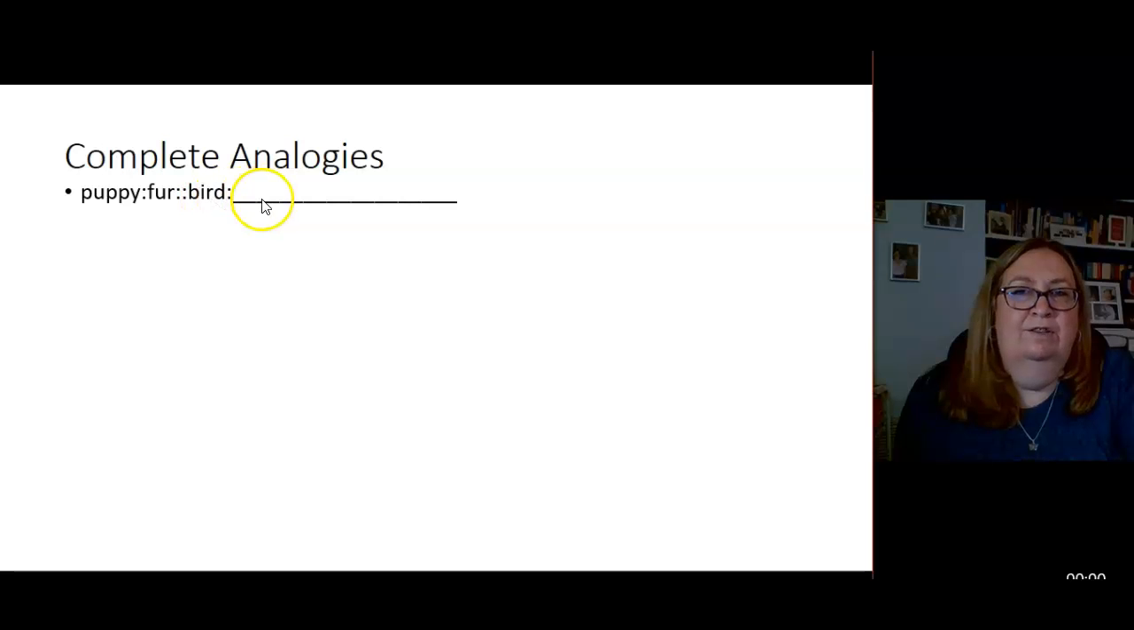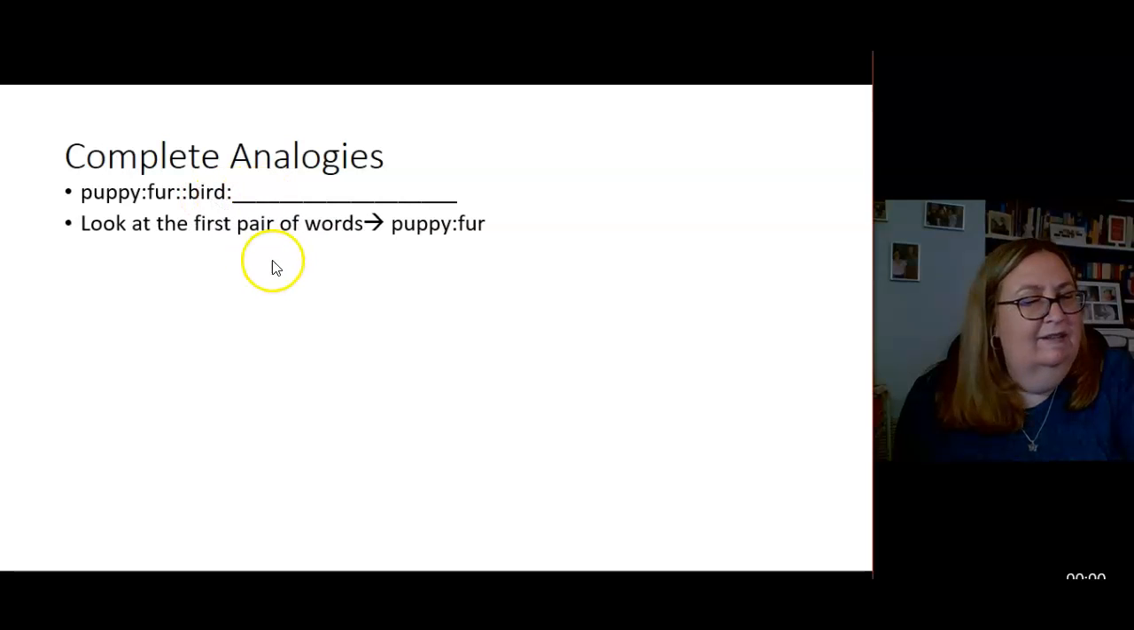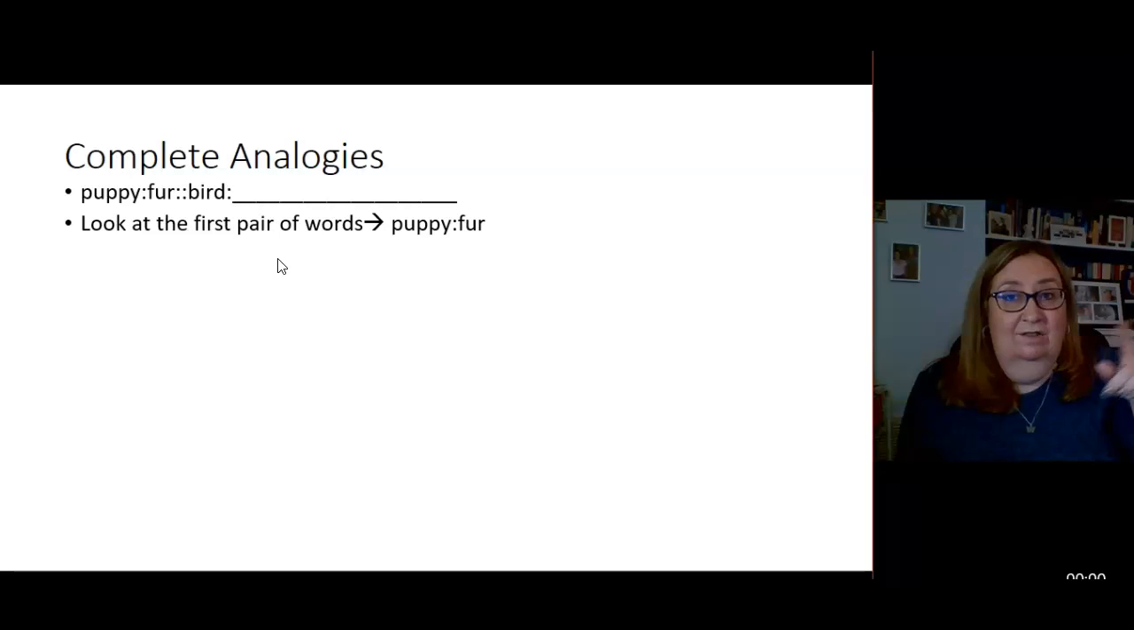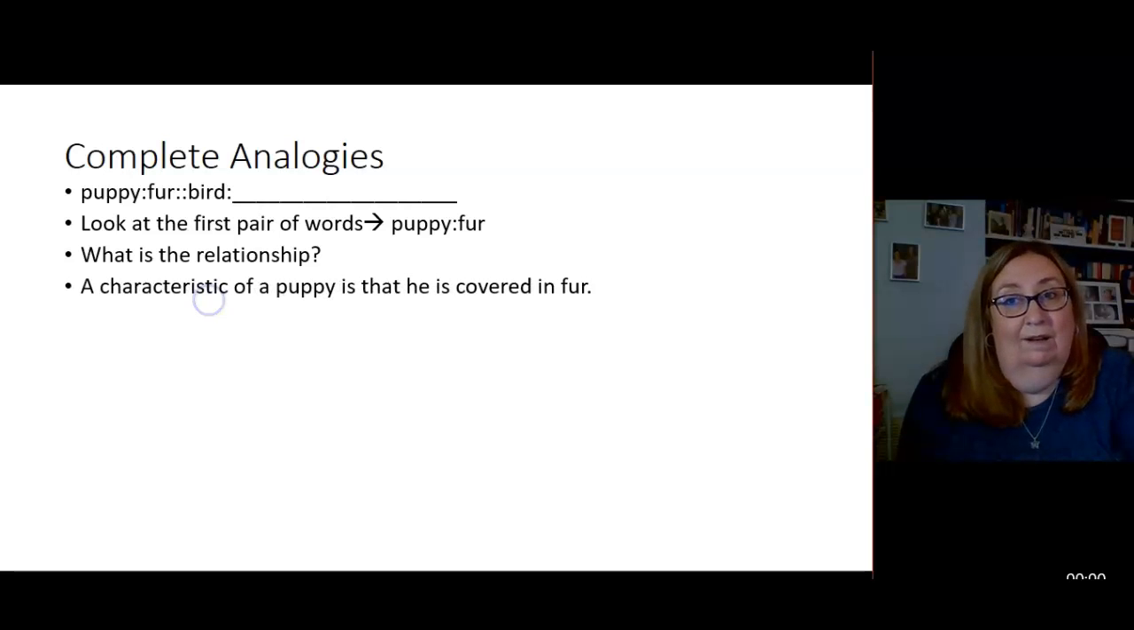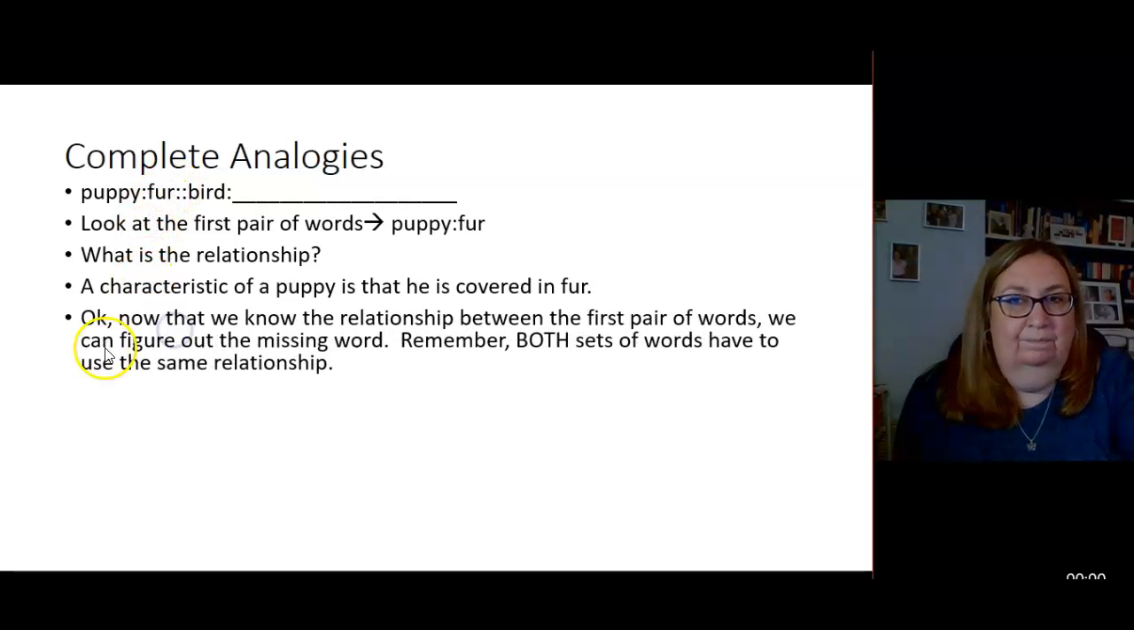Let's look at another one. Puppy is to fur as bird is to blank. We're going to just look at the first pair of words. Puppy is to fur. What's the relationship between puppy and fur? Well, a characteristic of a puppy is that he is covered in fur. The puppy is covered in fur. Whatever I did to get from here to here, I have to use to get from here to here. Is covered in is what we're using there. Because both sets of words have to use the same relationship.